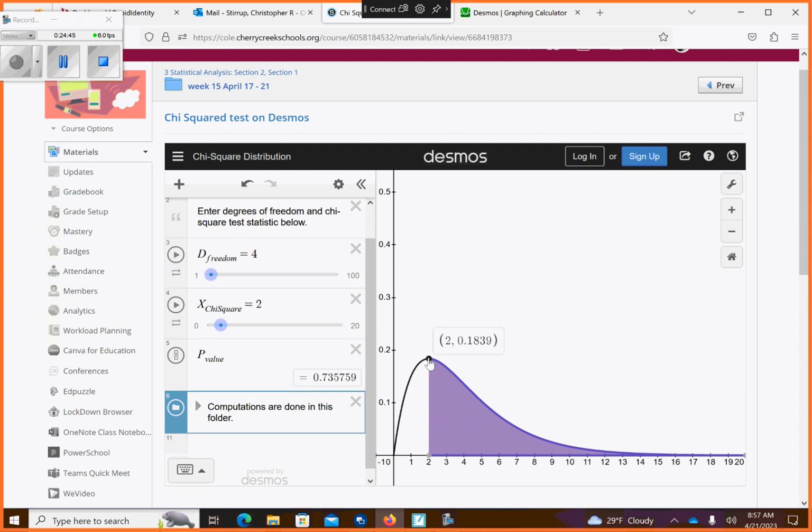I think this is a pretty cool thing. I did not come up with this. Somebody developed this on Desmos. I had to go seek it. That's why I put it as a post so you could get to it on Schoology.